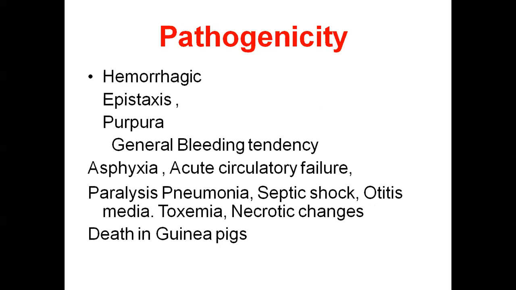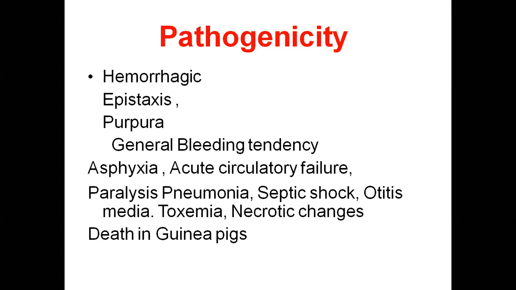Along with that, you can see hemorrhagic signs, then epistaxis, then purpura. These are the infectious signs and symptoms you can identify. That means the site of infection becomes problematic. This will interfere in the hemorrhage, that is bleeding. Epistaxis means bleeding will be present in the nose, in the gums or in the pharyngeal areas. Purpura: generally, the bleeding tendency will be present.